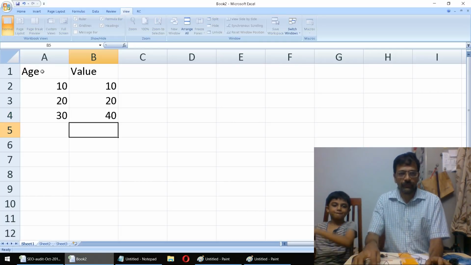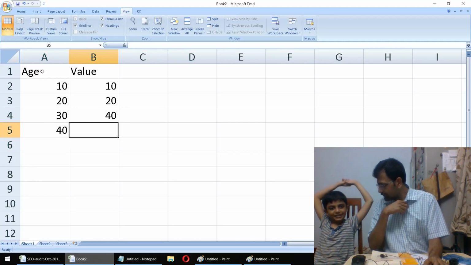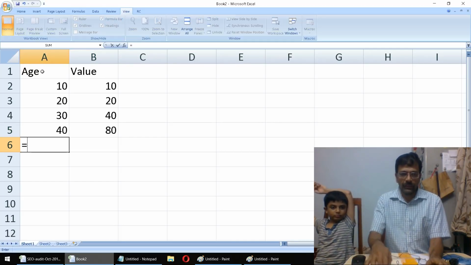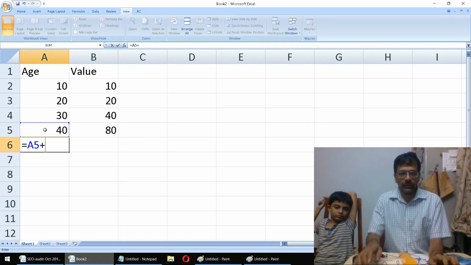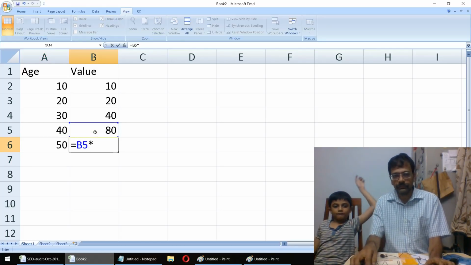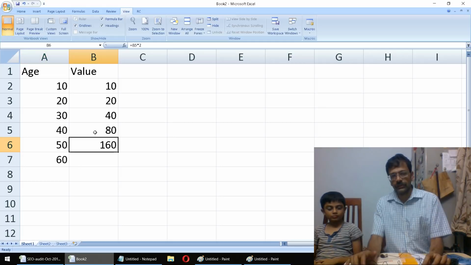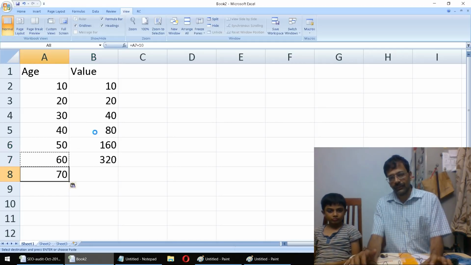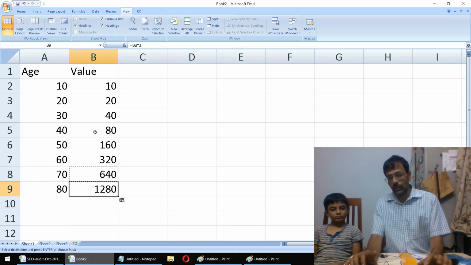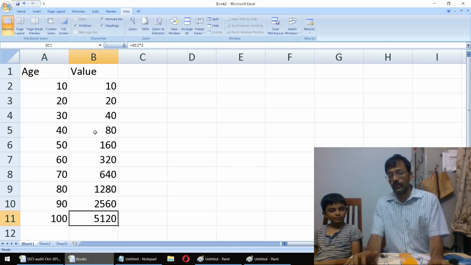So it will become 40. And if you reach the age of 40, I'll double that, and it will become 80. So we'll keep doing that. So add this 10 to it, it will become 50. And if this 80 doubles, it will become 160. So at 60 years of age, this 160 will become 320. At 70 years of age, this 320 will become 640. At 80 years, this 640 will again double to 1280. At 90 years of age, this will double to 2560. And at 100 years of age, this will double to 5120.